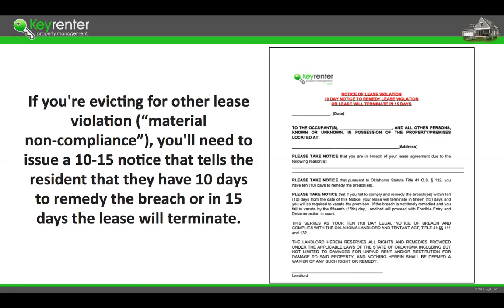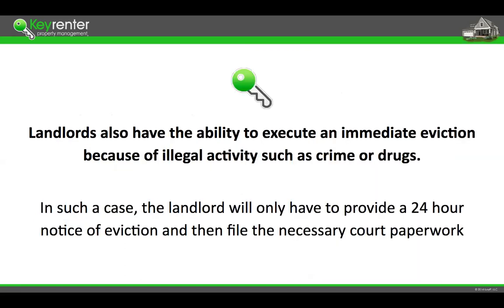That is the court process, right? A small claims suit to actually get possession of the property and then lock them out, which we'll go through in a second. There's also the ability to execute an immediate eviction because of illegal activities such as crime or drugs. And so you circumvent the process of issuing a 5-day pay or quit notice or the 1015. You'll only have to provide 24-hour notice of eviction and then file the necessary paperwork.